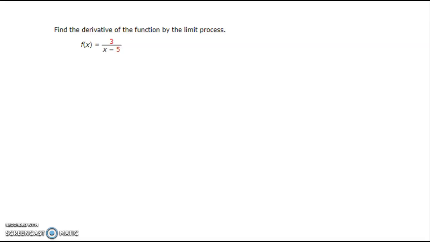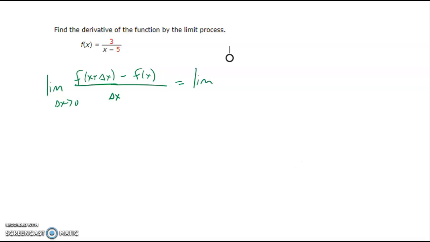All right, so by the limit process, first thing I'm going to do is write the definition of derivative. The limit as delta x goes to 0, f of x plus delta x minus f of x over delta x. Okay, and then from here, I'm going to plug in my function, or that is find f of x plus delta x, I guess I should say, which is, that's f of x.